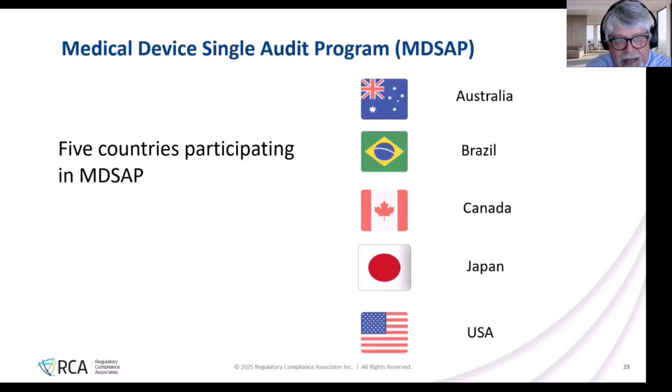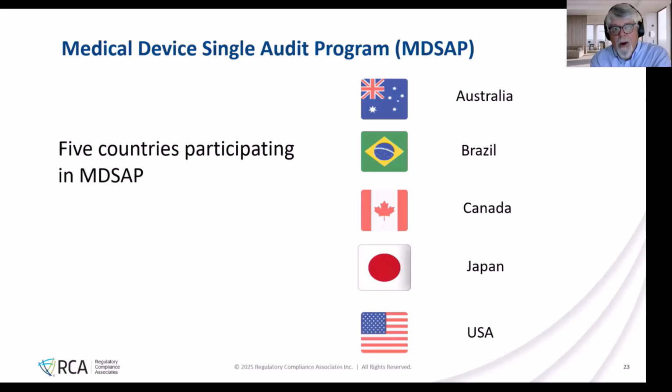So they created this MDSAP, and there are requirements for it, and they used 13485 as its base. So what happened is they still hadn't solved the problem of bandwidth. They don't have enough auditors.